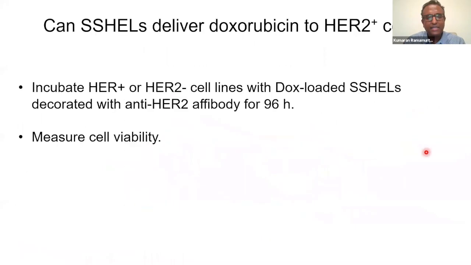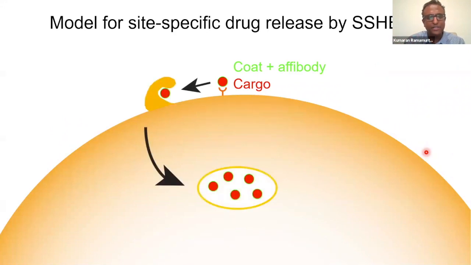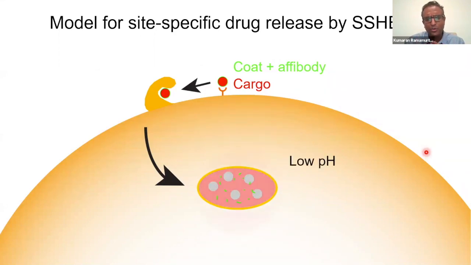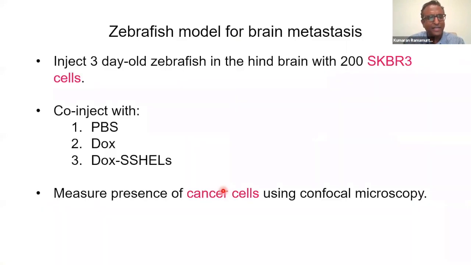So I'm not going to get into the actual data for this, but I will show you that this is the model where the particles, we think, bind to the surface. They're trafficked to an intracellular vacuole, where we've shown that the doxorubicin is released when the pH drops over here, and then it soaks out into the cytosol, where it's able to affect its activity.